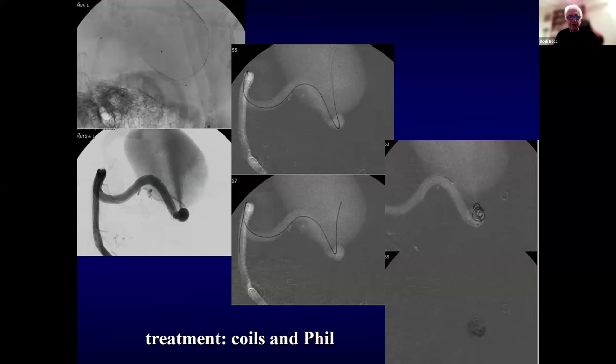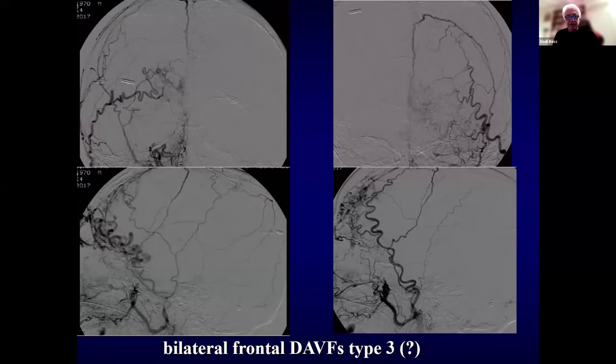So we go on with the treatment, very simple treatment. We get inside the sac through this large vessel here, and we place a few coils and a little drop of glue at the end, at the fistula point. But also he had some dural AV fistulas in the frontal area. This is the right AP and lateral view, AP and lateral view of the left.